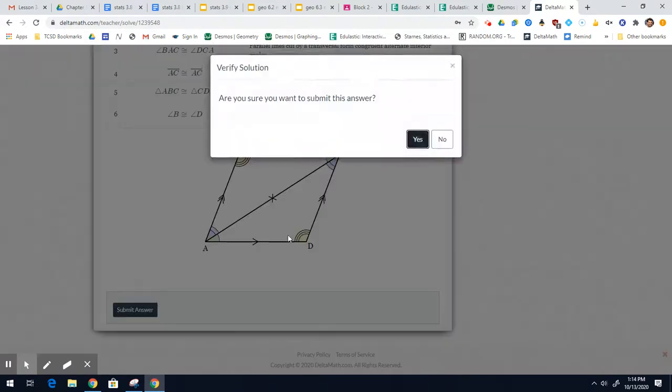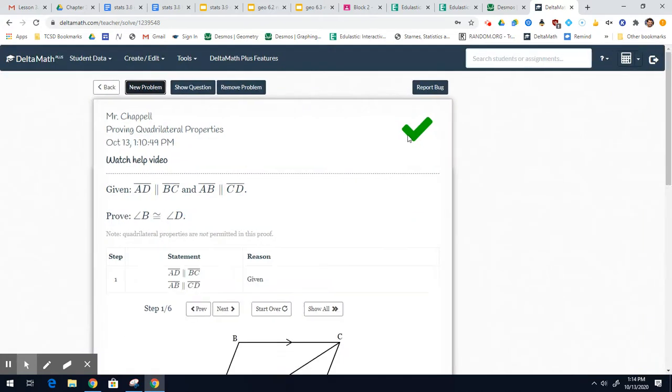It's a little small for my taste. I prefer big check marks. Boom. Big green check mark. Great. Hopefully this helps. Good luck on the couple proofs you have for homework.